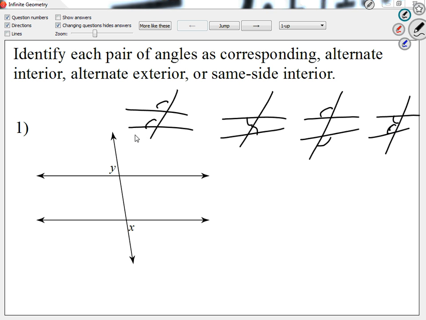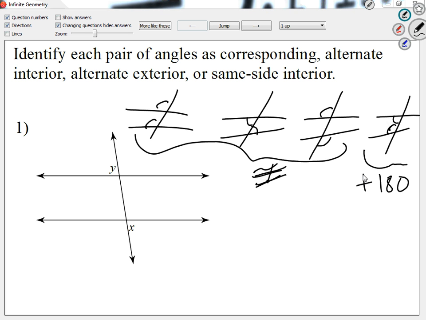The first three are congruent, which means that the two angles equal each other. Among the four, same side interior is the only one where you add the two angles to equal 180. Add the two angles equals 180. So looking at number one, what's that? Alternate exterior.